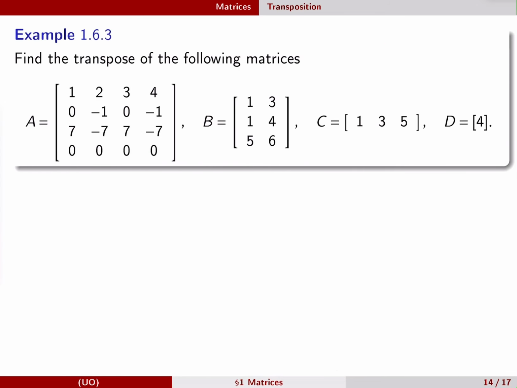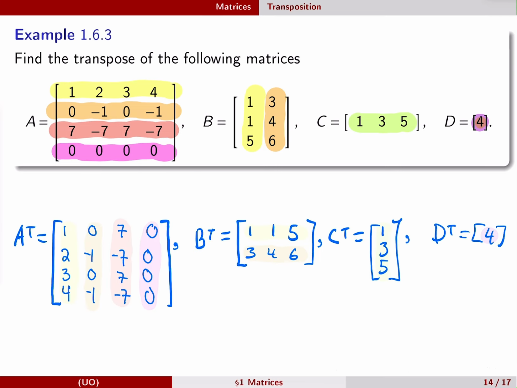Let's do more examples. Here now I have 4 matrices, A, B, C, and D. You can highlight the rows or the columns. It does not matter, so I will do these examples in different ways. I've circled my rows for A and my columns for B. Since C was a row matrix, I decided to circle the row, and D is a 1 by 1, so there's only one thing to do, and it's to circle the number. And now let's do our transposition.